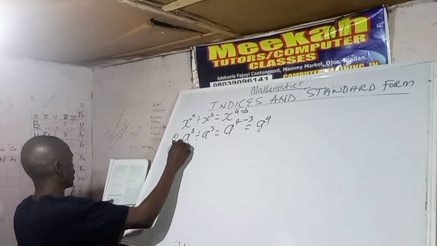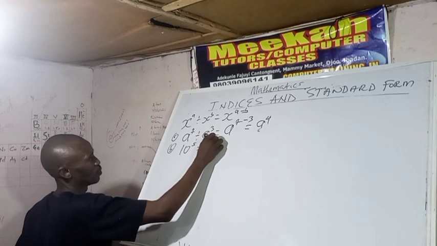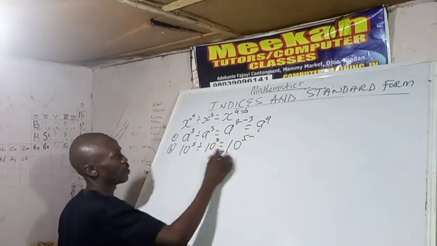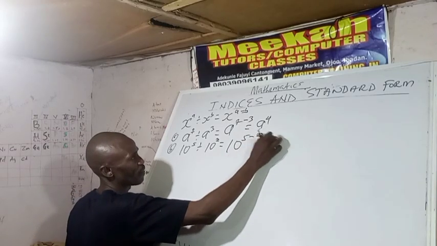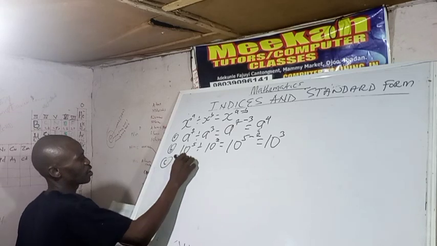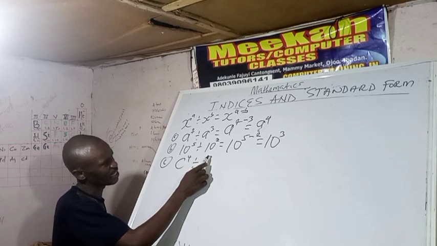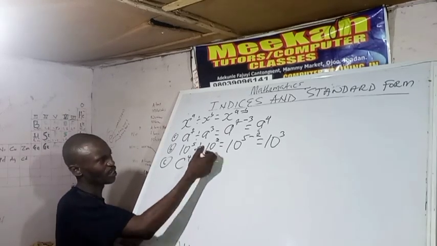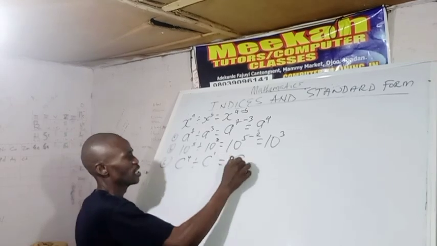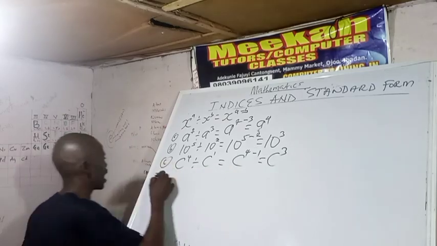Now let's see another one. 10 raised to power 5 divided by 10 raised to power 2. This becomes 10 raised to power 5, division becomes minus 2, that becomes 10 raised to power 3. Now the same question here. C raised to power 4 divided by C. Remember, I've said it before: when you see a representation with nothing on it, you should know that it is 1. So this becomes C raised to power 4 minus 1, so this one becomes C raised to power 3.